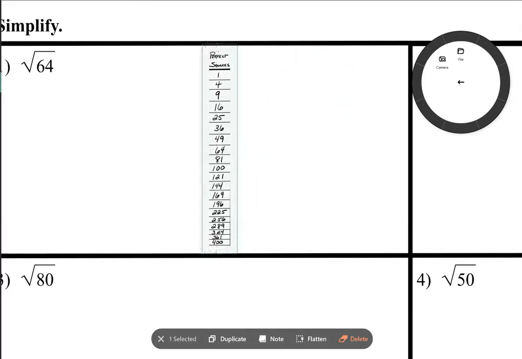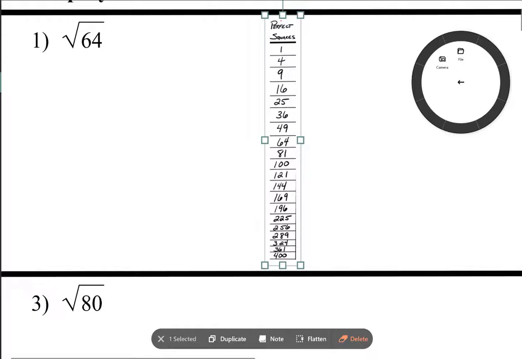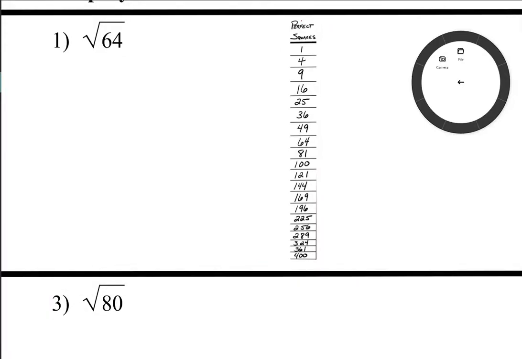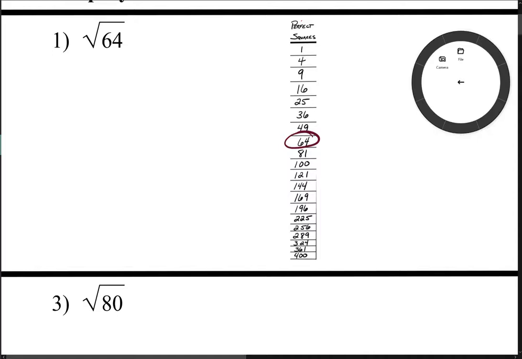Okay, here we are. Let's worry about this one. Okay, number 1. First question, is the number underneath the square root sign a perfect square? Oh, it is. It's on the list right there, isn't it? What's the square root of 64? You're done. Okay, go on to the next one.